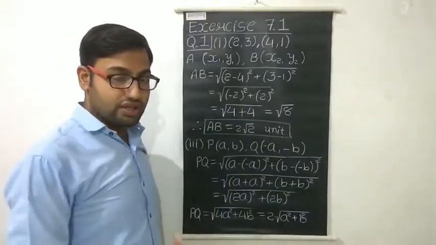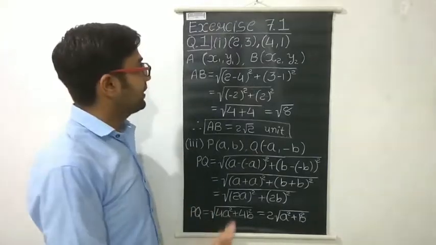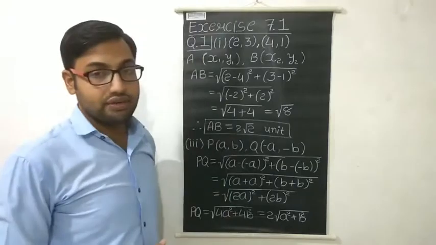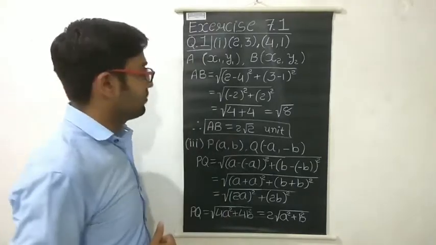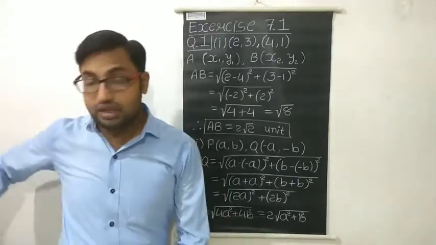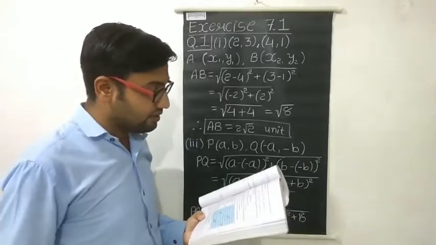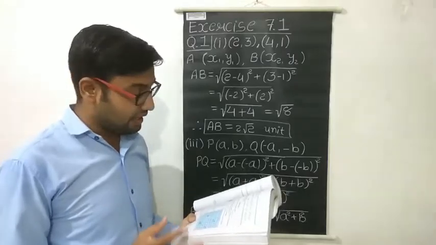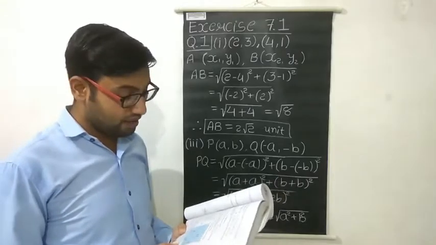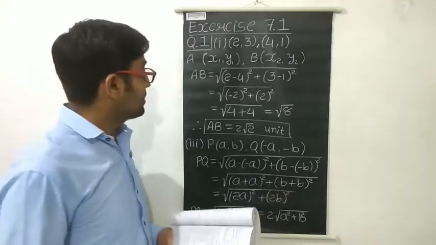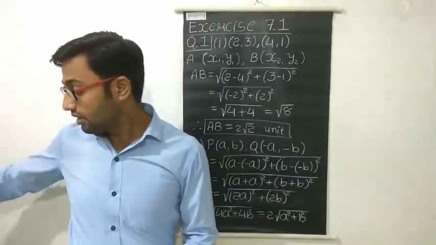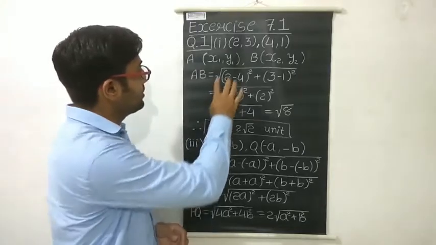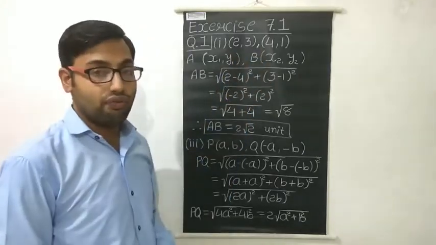Okay, so let us understand the distance formula by taking some examples, that is of exercise 7.1. The first question. And what is the question? The question is, find the distance between the following pairs of points. So there are 3 pairs of points given. So let us understand one by one. The first pair of points we have been given is (2, 3) and (4, 1).